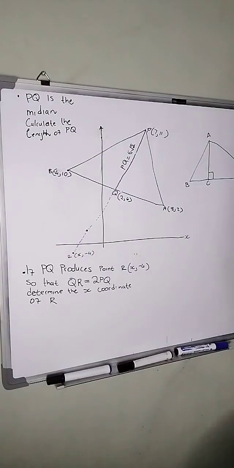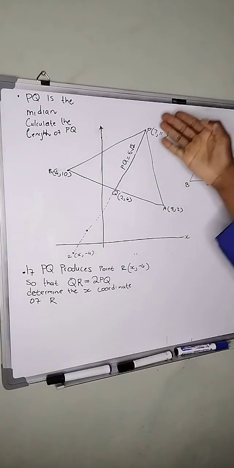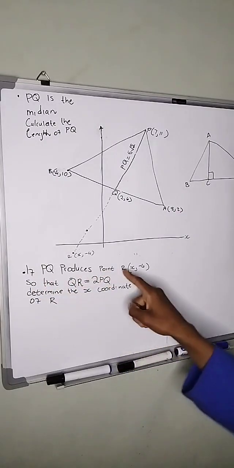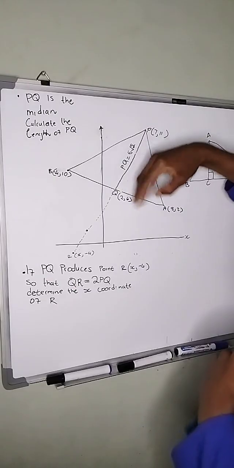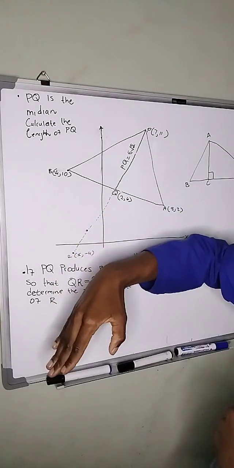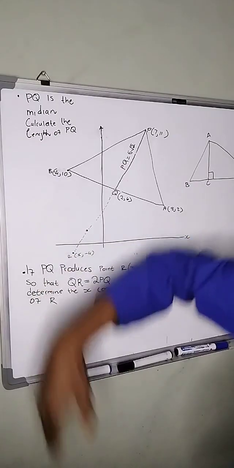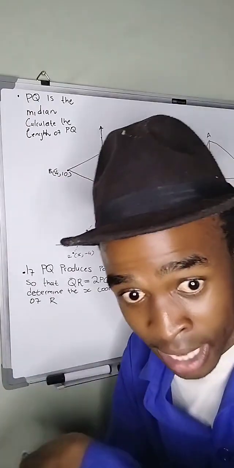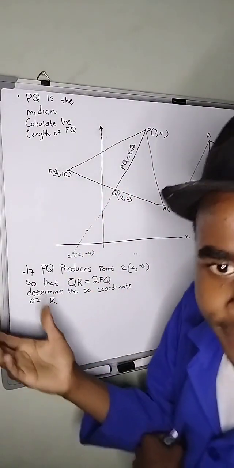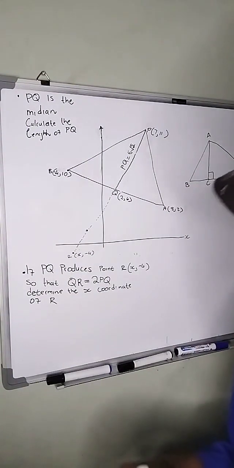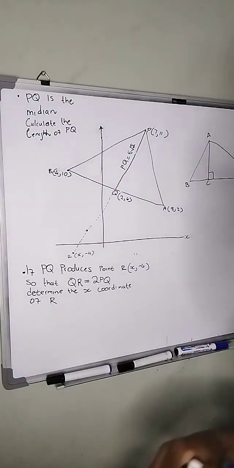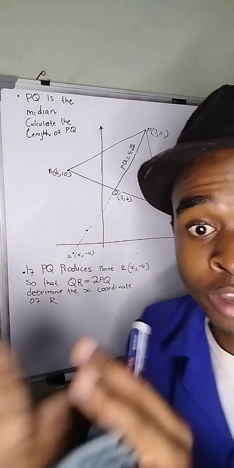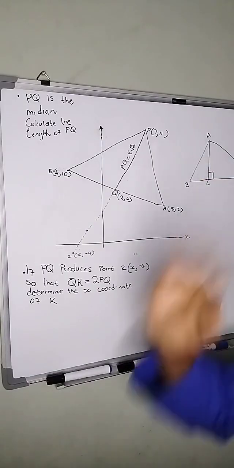Yes, because we know we have a straight line. If PQ produces point R, it means this line PQ is continuous. It's going to continue and produce R. This is still a straight line. It can't be a curve. So now, what can we do? Can you please find for me the gradient of PQ? We are going to confirm it in both ways.